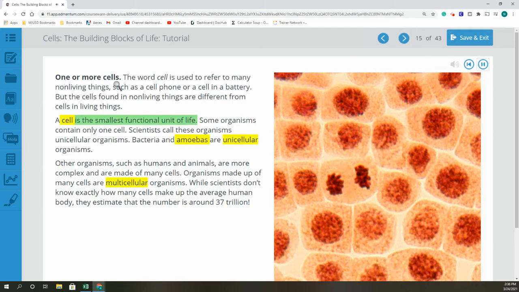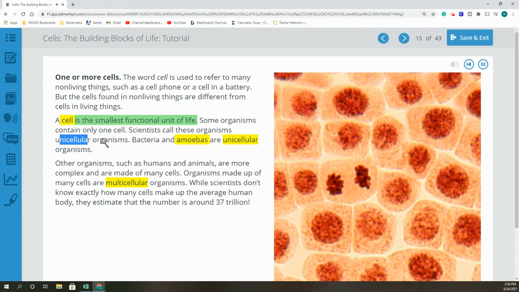One or more cells. The word cell is used to refer to many non-living things such as a cell phone or a cell in a battery, but the cells found in non-living things are different from cells in living things. A cell is the smallest functional unit of life. Some organisms contain only one cell. Scientists call these organisms unicellular organisms.